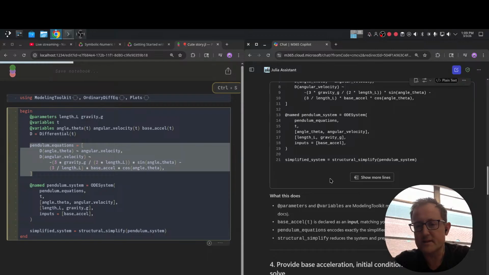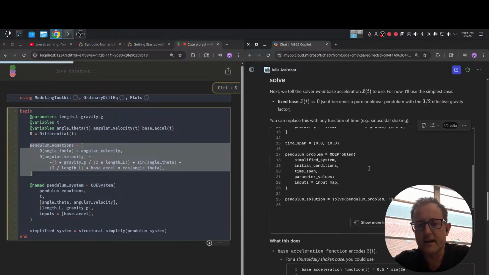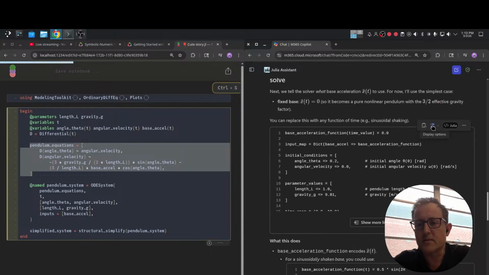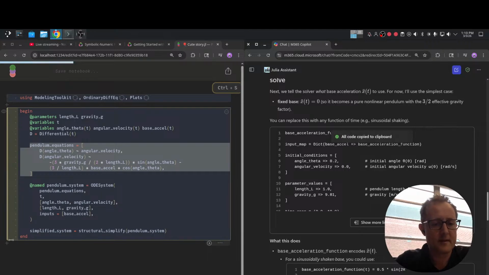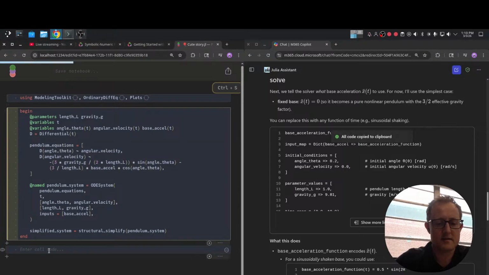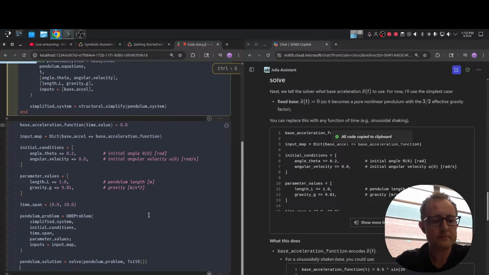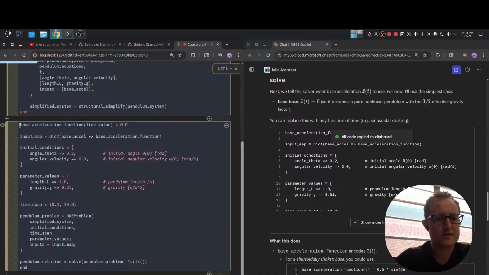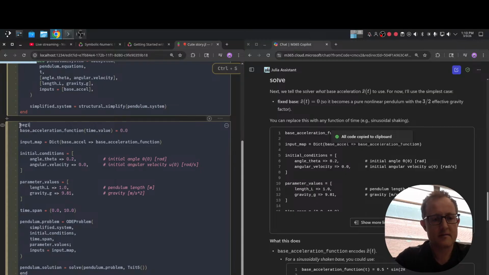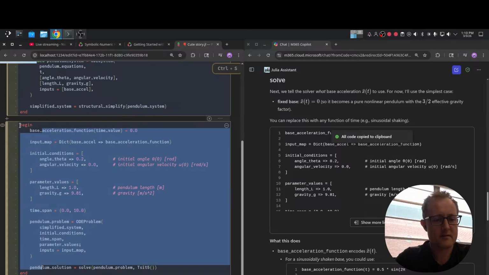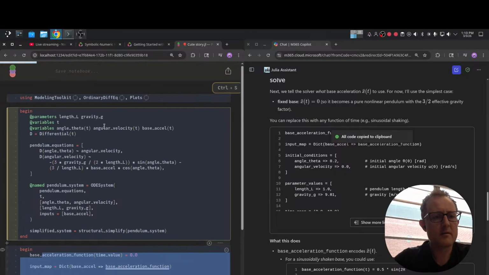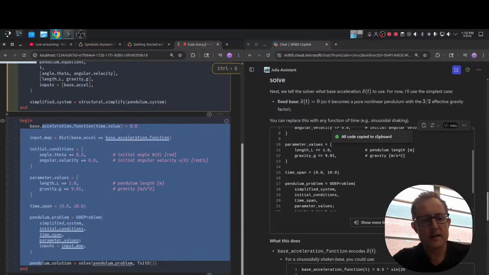All right, so I have a simplified structural simplify, and let's see what this one does. Add this one in, paste it. And it's probably going to complain because I should have it as a beginning and end. It's still loading.